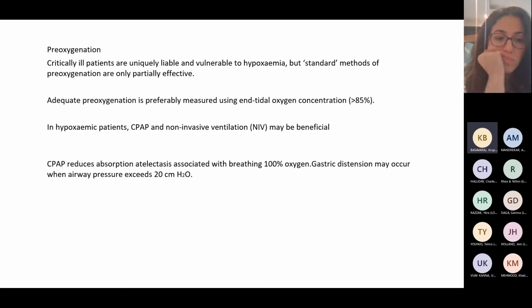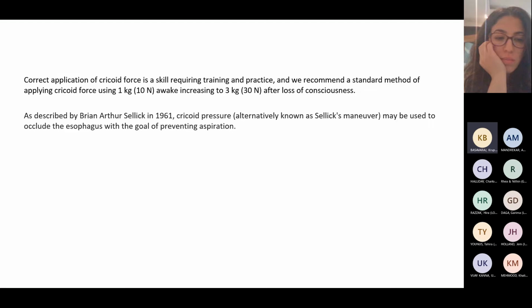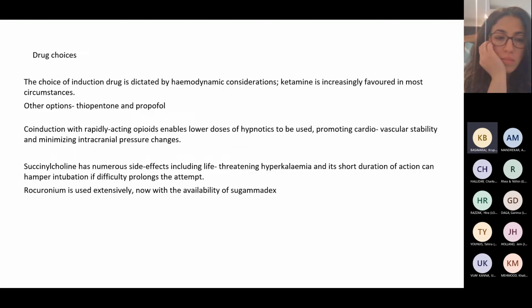In the theaters, it's quite easy because your anesthetic machine will show you when you're getting it, but in other areas, it's not so easy. You don't have those machines which are as complex to help you. In hypoxemic patients, CPAP and non-invasive ventilation could be beneficial. However, gastric distension can happen when the airway pressure exceeds 20 centimeters of water. Yeah, we discussed this already. I'm not going to go through this again.